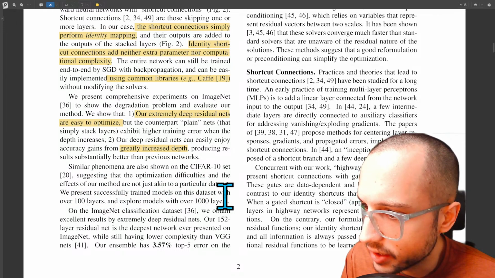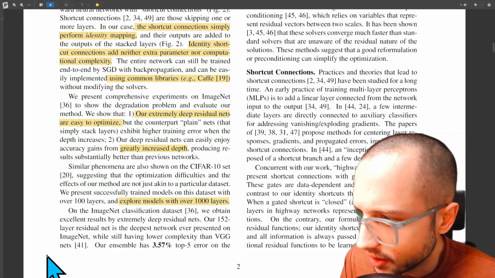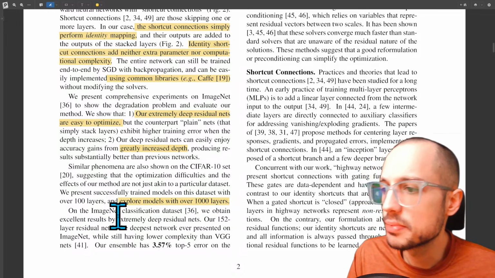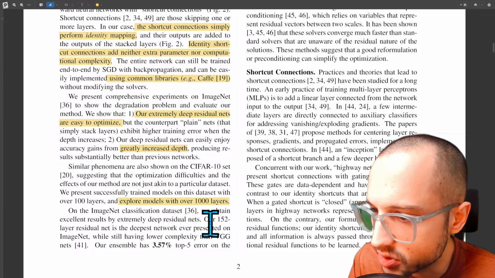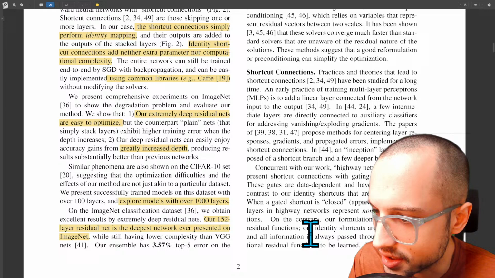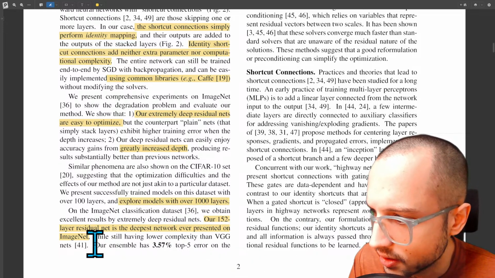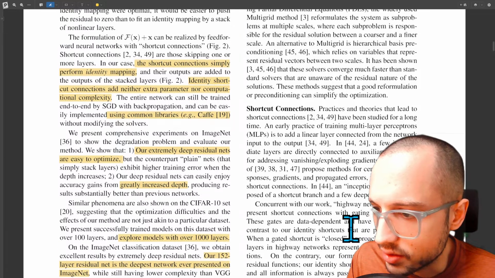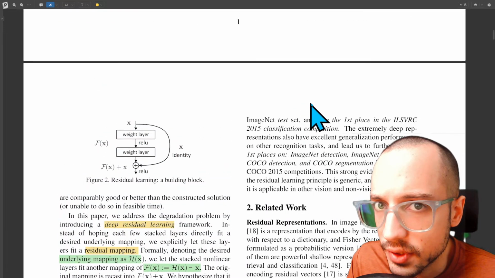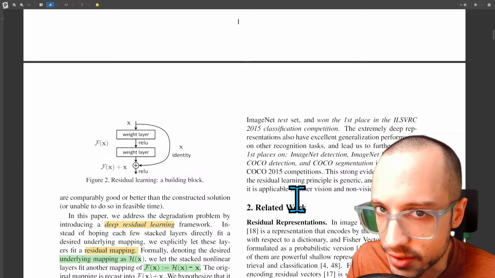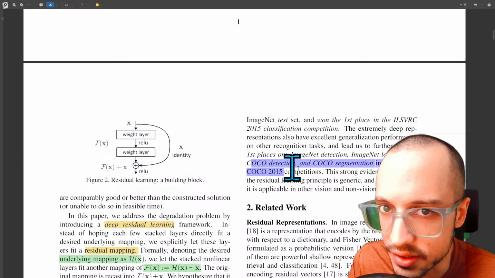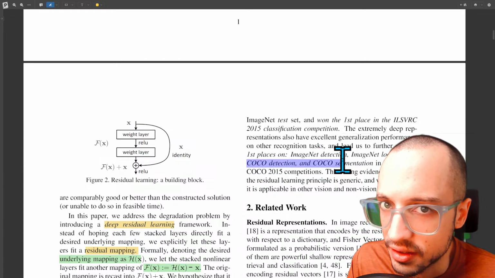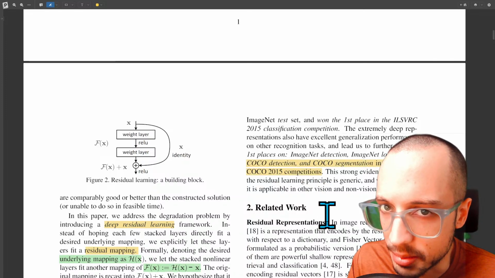We present successfully trained models with over 100 layers and explore models with over 1,000 layers. On the ImageNet classification, we obtain excellent results by extremely deep residual nets. Our 152-layer residual net is the deepest network ever presented on ImageNet. Okay, so they pushed the state-of-the-art there in terms of depth. Our ensemble has a 3% top 5 error, and it won first place. And then they won a bunch of other first places here in COCO detection, COCO segmentation. This makes you realize how old COCO is, right? These are very old competitions and data sets.